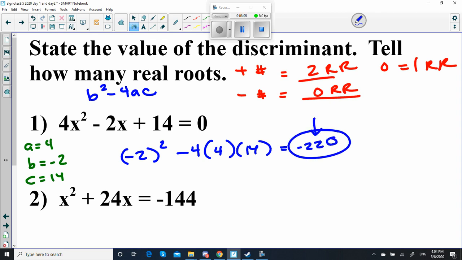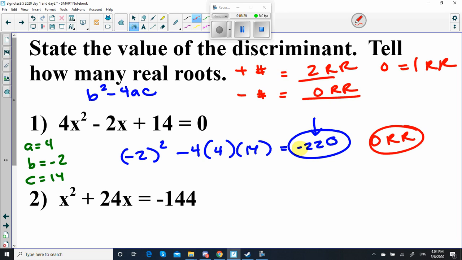Now, that doesn't mean that the parabola crosses at negative 220. It just means that the discriminant is negative. That's really all I care about. I don't care about the number, only that it's negative. And since it's negative, that means that there are no real roots, or 0 real roots. It looks like or, doesn't it? It's not. It says 0 real roots.